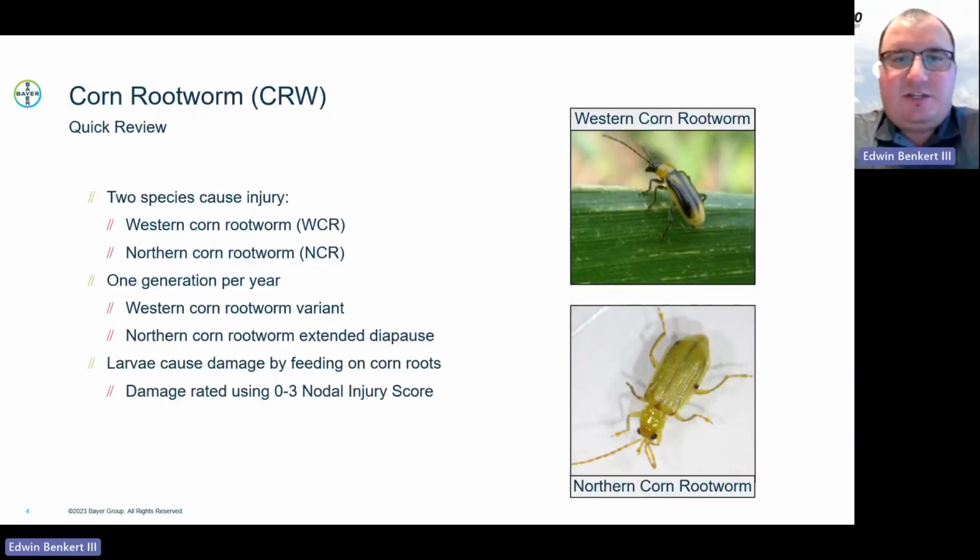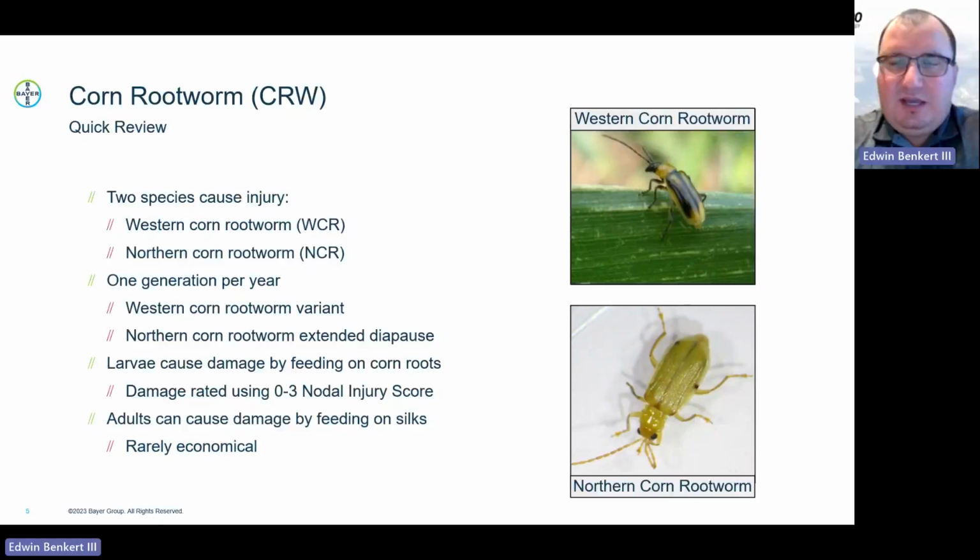Like I mentioned, the larval stage is the one that we're going to be most concerned with. The larvae will cause damage by feeding on the roots in the soil, and we rate that damage using a 0 to 3 nodal injury score, which we can cover on the next slide. Adults can cause damage by feeding on silks or clipping silks back to interfere with pollination. But unless you have a really heavy, high pressure situation, this usually isn't that economical. It's not that common. So when we're managing adults, we're normally focused more on reducing the number of females that are going to be laying their eggs for next year, so reducing populations that could be an issue next year.